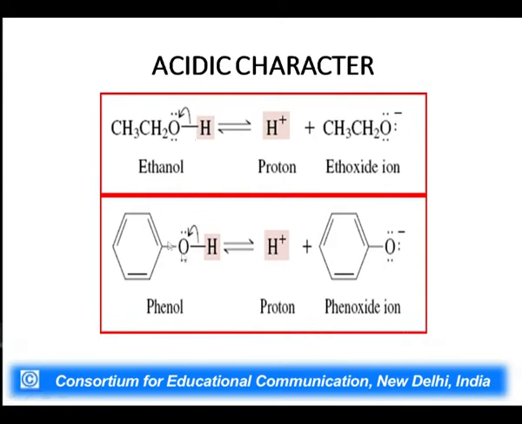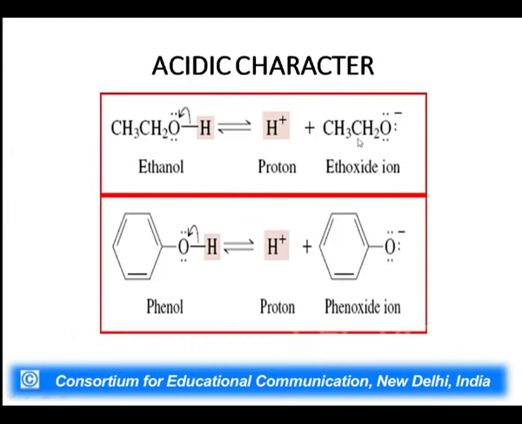Similarly, phenol ionizes to give the phenoxide ion. I have discussed previously that since this carbon here is sp2 hybridized, this vinyl group acts as an electron withdrawing group and withdraws the electrons towards itself, as a result of which this bond becomes weak and H is given off as H plus easily. Whereas cleavage of this bond is comparatively difficult in alcohol as compared to phenol.